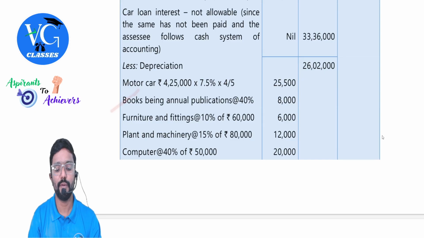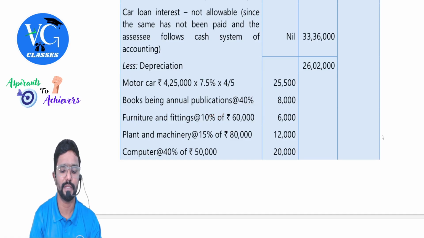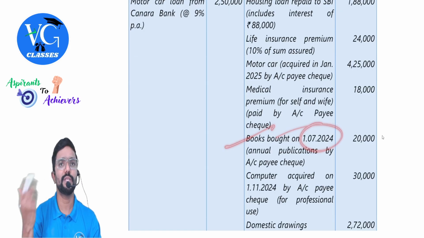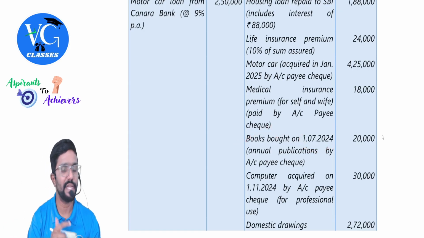Next, books being annual publication on books, 40% tax. Then furniture and fittings opening value is given 60,000 into 10%. Plant and machinery opening value is given 80,000 into 15%. Books, actually when it was purchased? 1st July. So more than 180 days.